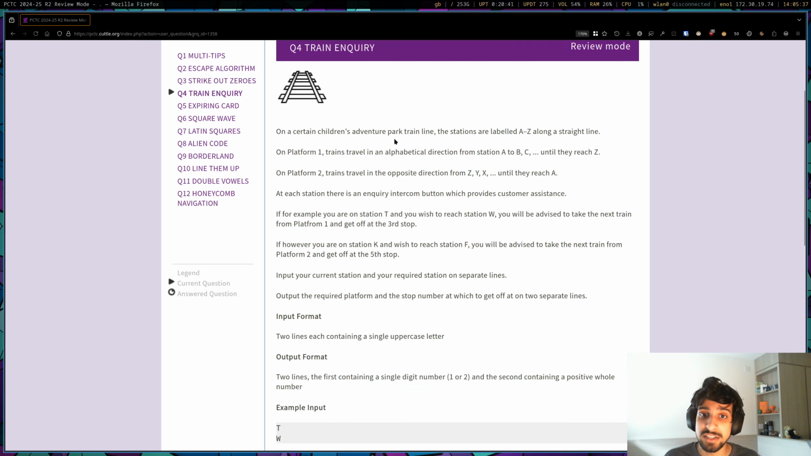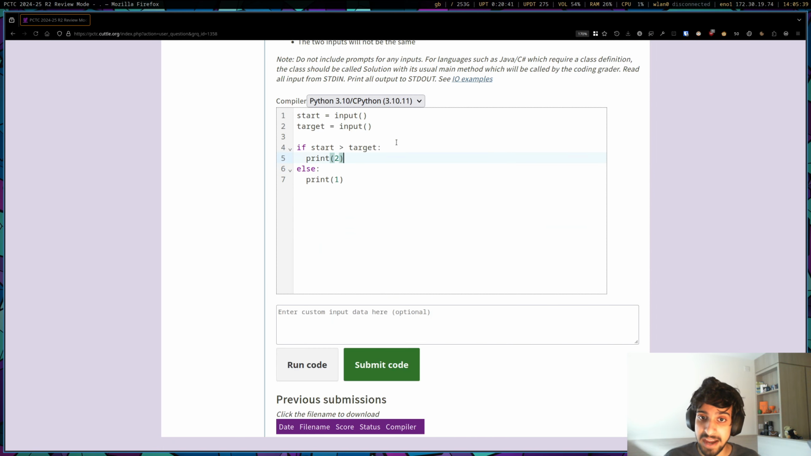Now, we also need to figure out how many stops there are. And this we can actually just do outside of these if and else statements, because what we can now do is convert start and target into their ASCII representations. So let's say ord of start, which is converting the letter start into the ASCII representation, minus the ord of target. And that also changes target into the ASCII representation of whatever letter that is. So now we can find the difference between these two letters.